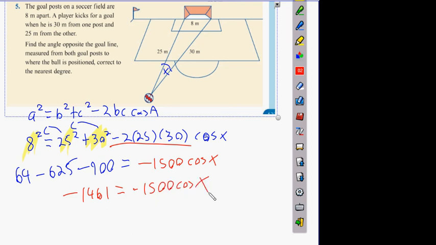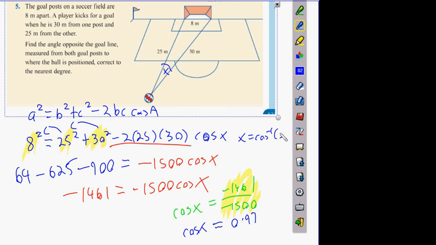Now, what can we do next, you reckon? Cos X equals minus 1461 over minus 1,500. Whatever this number turns into, cos inverse it. Anybody know what number that turns into? 0.97. So just cos inverse 0.97. What do you get? 14 degrees.